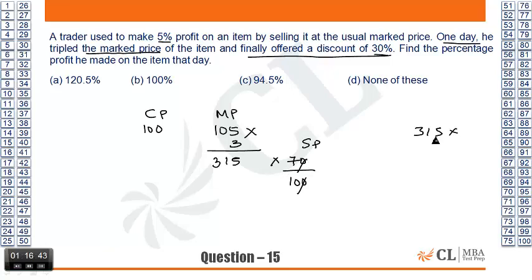Let's just find out. 7 5s are 35, 7 1s are 7, 8, 9, 10, 21, 22, 220.5. Find the percentage profit he made. That's it. 220.5 minus 100, 120.5.